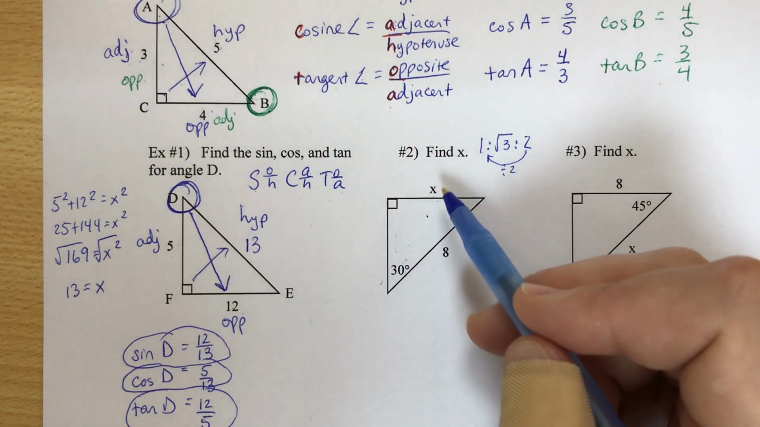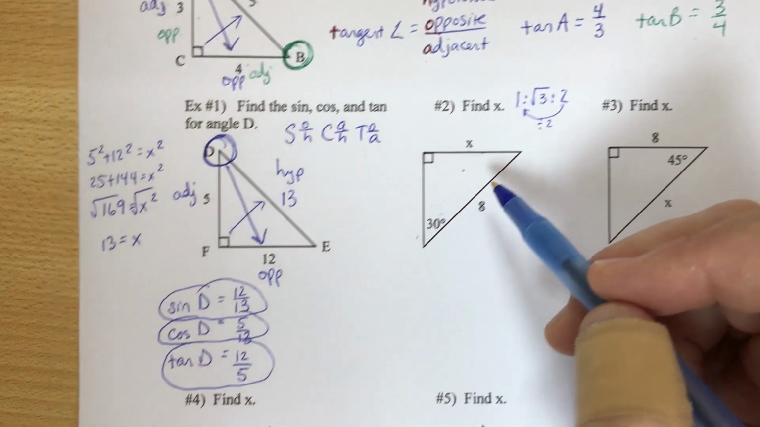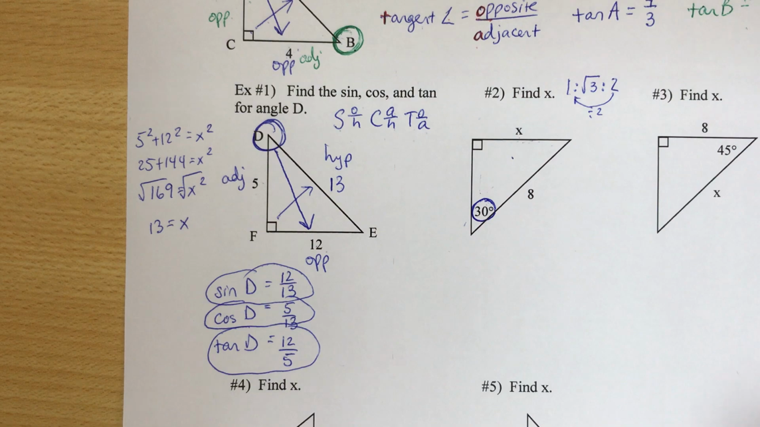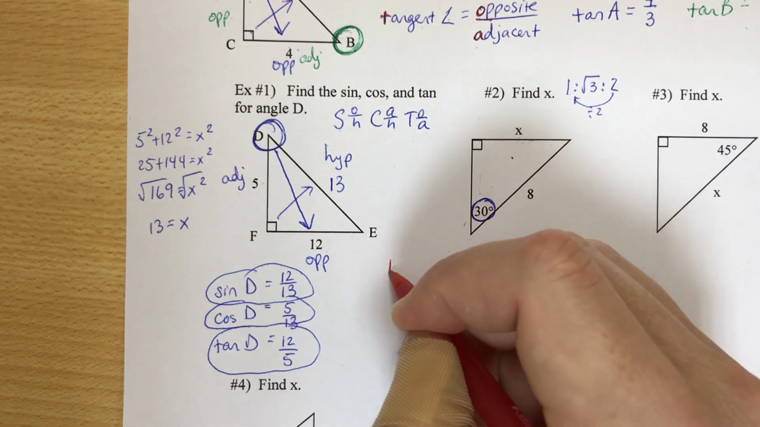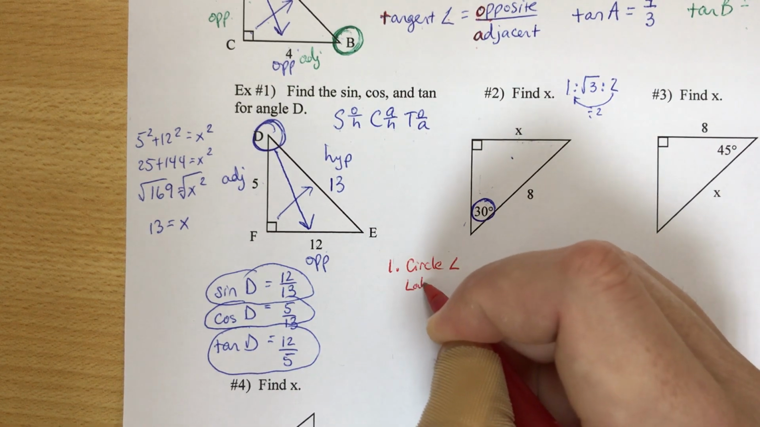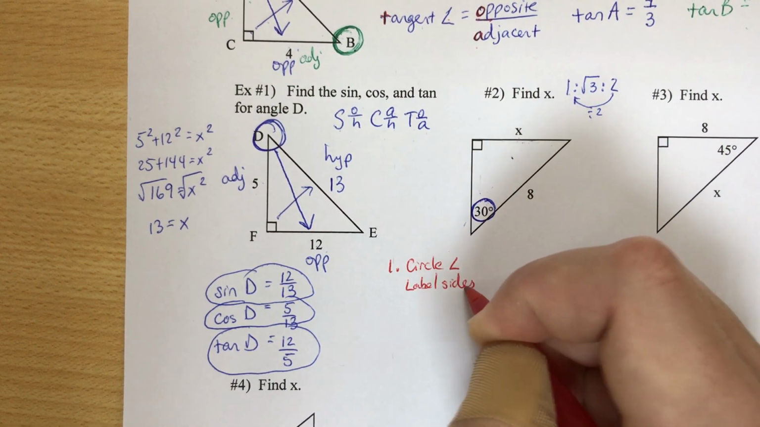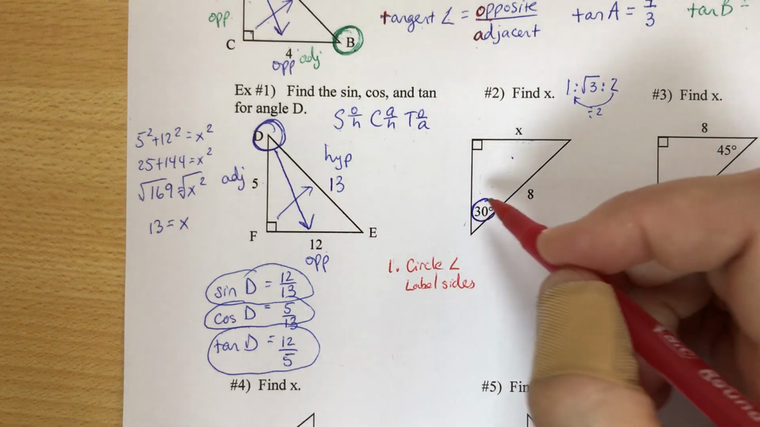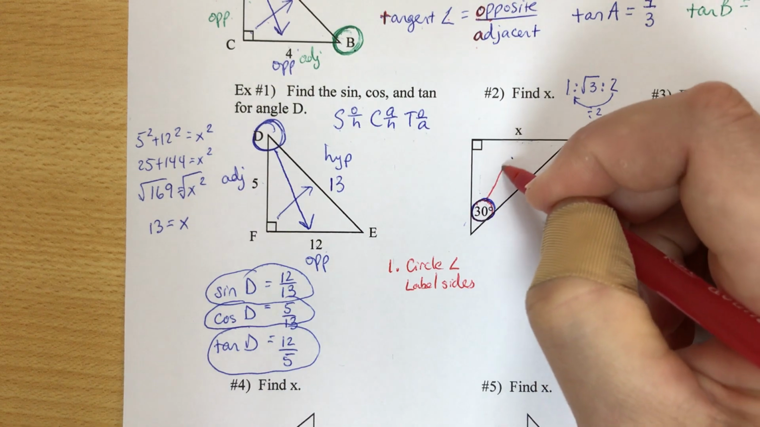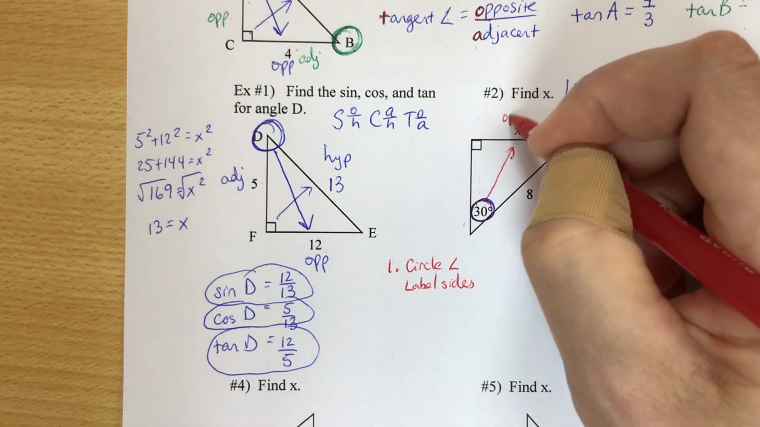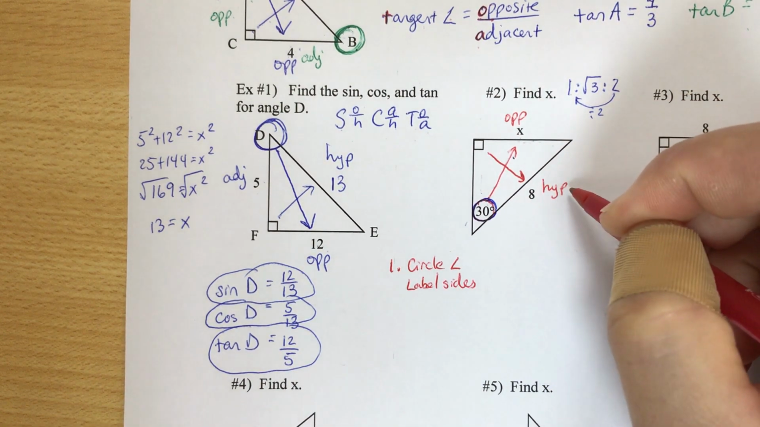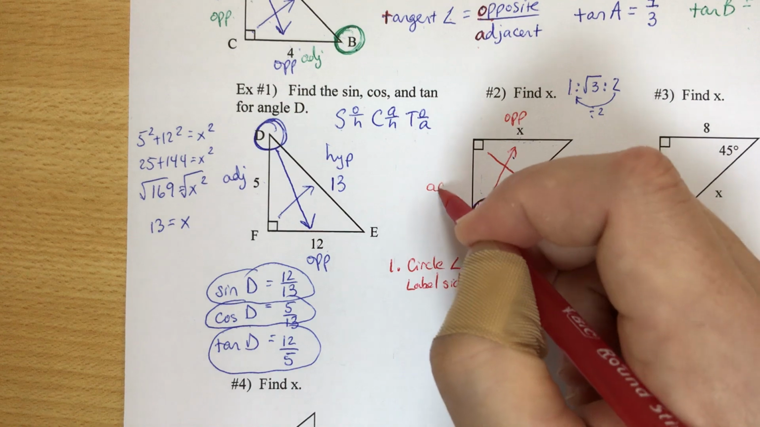Okay, now, how would we do this with trigonometry? Well, first thing I'm going to do is circle my angle. Okay, I'm actually going to write the steps down here. Step 1 is circle your angle and label the sides. Okay, so we're going to circle 30. That's the angle we're going to use. The opposite side would be x. The hypotenuse is across from 90. That's 8. That means the adjacent side is here.